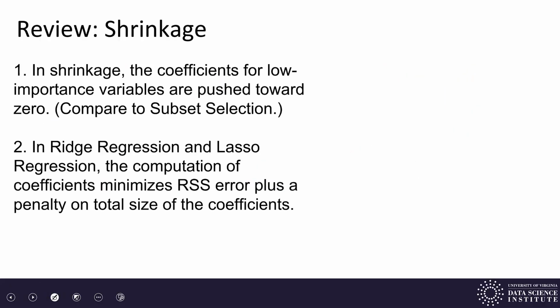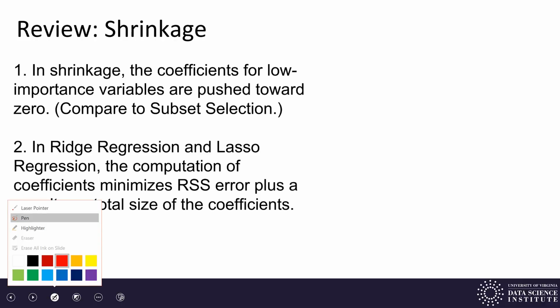So, a review of shrinkage. Shrinkage is a method for doing linear regression in which the coefficients for low importance variables are pushed down towards 0. You can think about it as doing the same things that we do subset selection for, but the only difference is that you're picking a lambda instead of eliminating variables entirely. And in the two methods for shrinkage that we've looked at, ridge regression and lasso regression, the computation of the coefficients minimizes the error plus a penalty on the size of the coefficients.